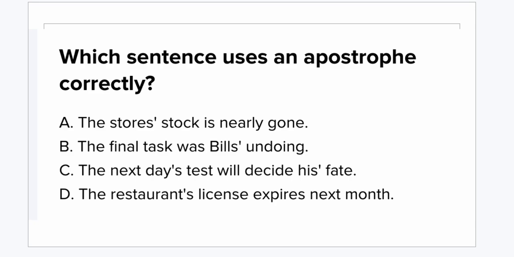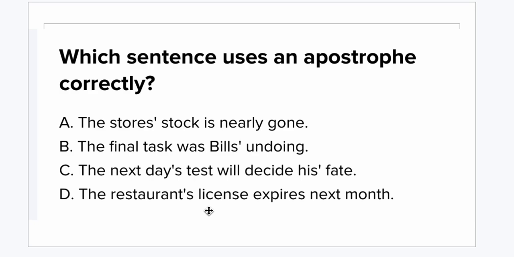I'm going to read this question. Which sentence uses an apostrophe correctly? You've got 4 here. The store's stock is nearly gone. The final task was Bill's undoing. The next day's test will decide his fate. And the restaurant's license expires next month.